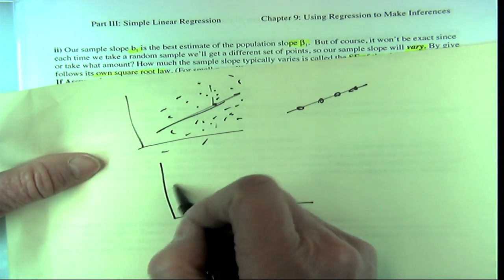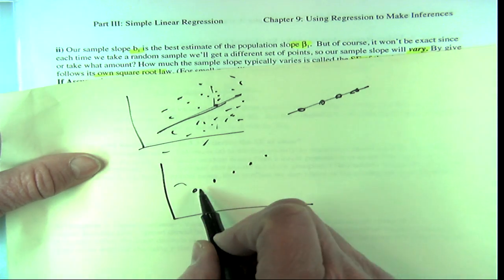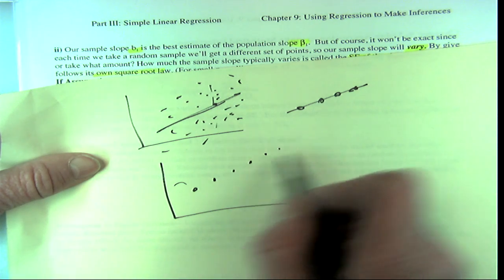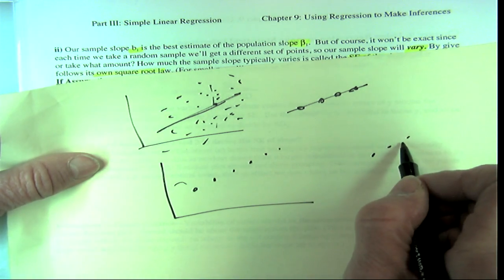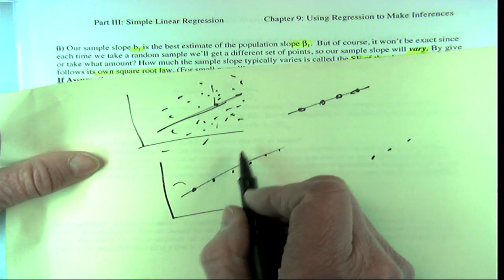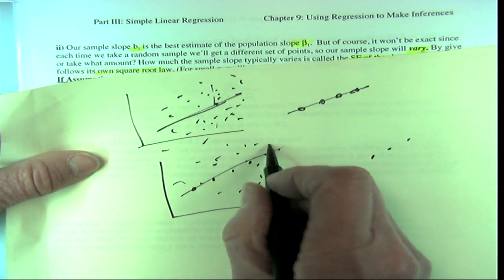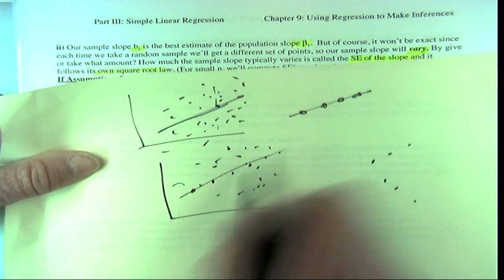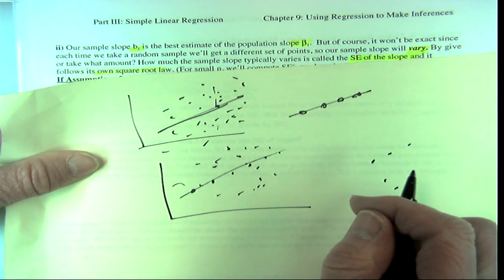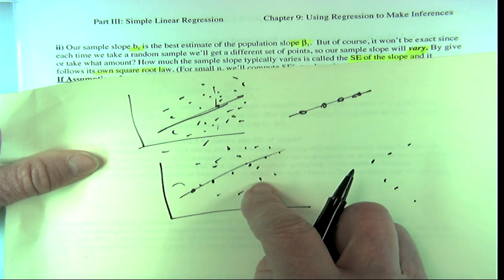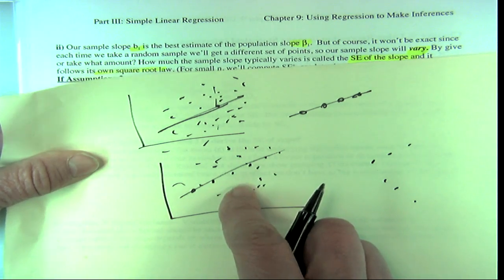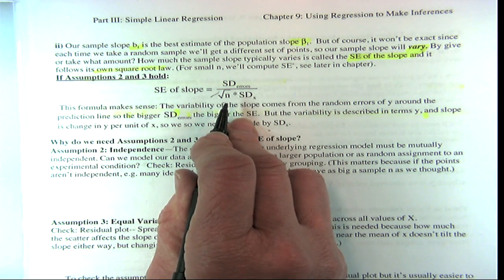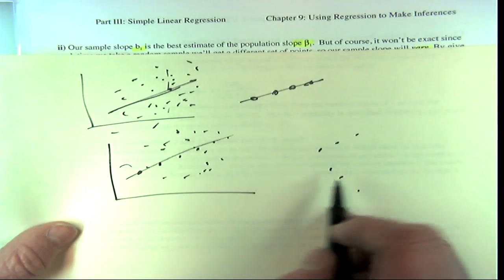If it had no error, if it looked like this, then every time we took a sample, let's say any 3 of these points, we'd always get the same thing. If it has a lot of error, then look, we could get these 3 points, and our slope's going to vary a huge amount. The more scatter there is, the more it's going to vary. And also, the bigger our sample size is, the less it will vary. I was only taking 3 points, so it could vary a whole lot.